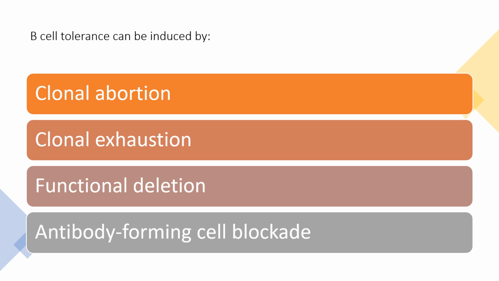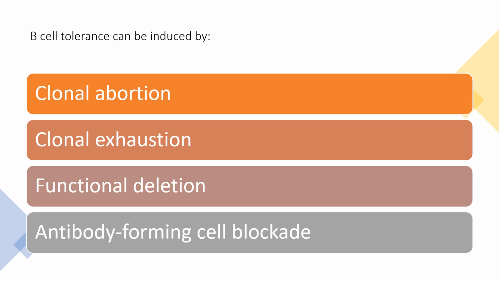Now, for clonal abortion, this occurs when an immature B cell is exposed to a low concentration of antigen and the maturation of that B cell is arrested so that it may not respond to that antigen on subsequent exposure, while clonal exhaustion, on the other hand, occurs when a B cell is repeatedly exposed to T-independent antigens. All mature B cells expressing the receptor for this antigen are already antibody-producing cells. Therefore, no additional antigen binding and antibody production can occur.